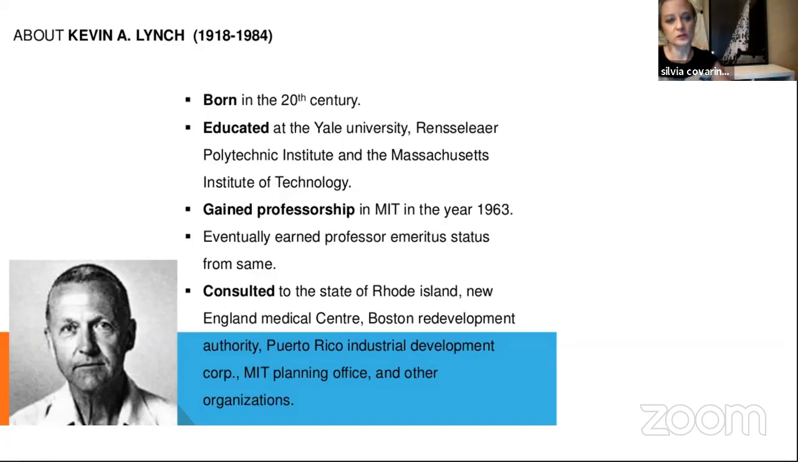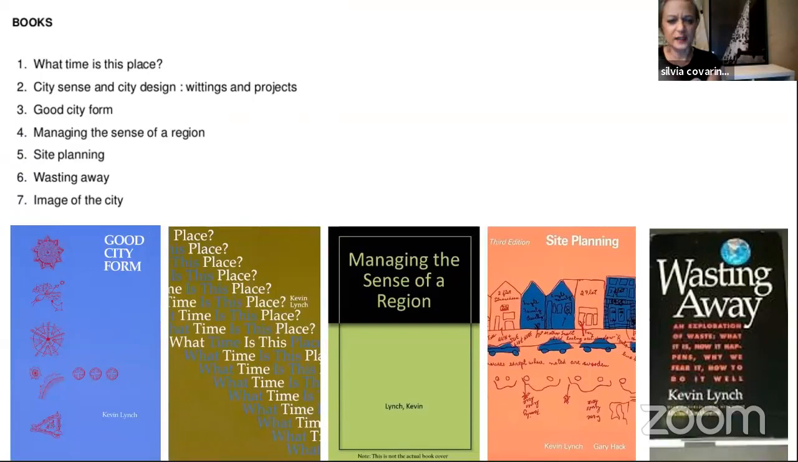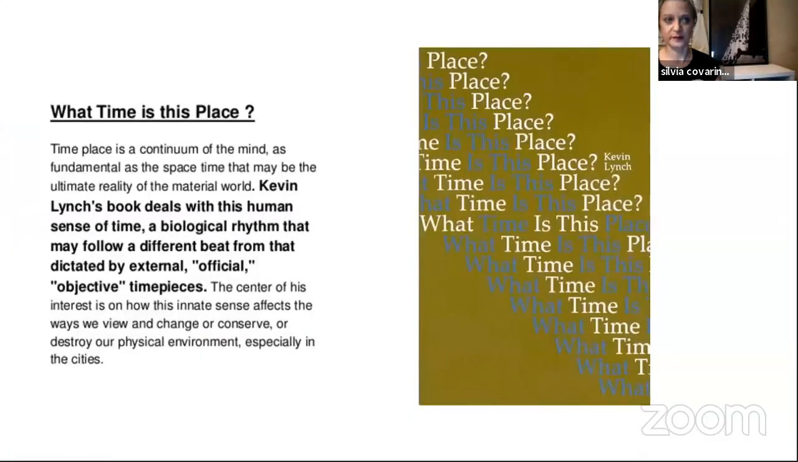He also consulted for the state of Rhode Island in New England, the Medical Center, the Boston Redevelopment Authority, Puerto Rico Industrial Development, and different institutions. This is a selection of his books: The Good Form of the City, A Theory of Good City Form, Managing the Sense of a Region, Site Planning, Wasting Away. All the books are a great support for any designer and urban planner, and they touch the different scales of the city and also the territory.